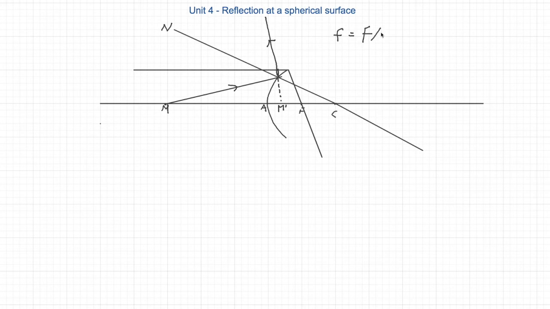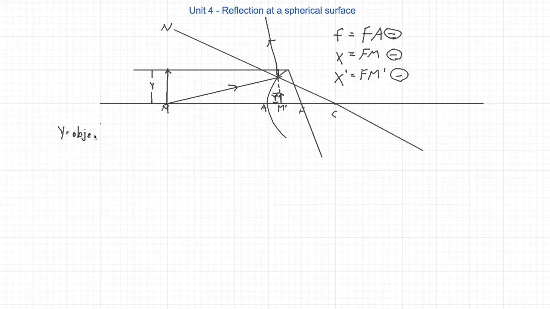Now, for a convex surface, the focal length FA will be negative because it goes from right to left. And the way we have the objects and images drawn, x, which equals FM, is also a negative direction, and x prime, which is FM prime, is also a negative direction. Now let's give our object and image some height. We'll create arrows, and we will say that the object height is y and the image height is y prime.